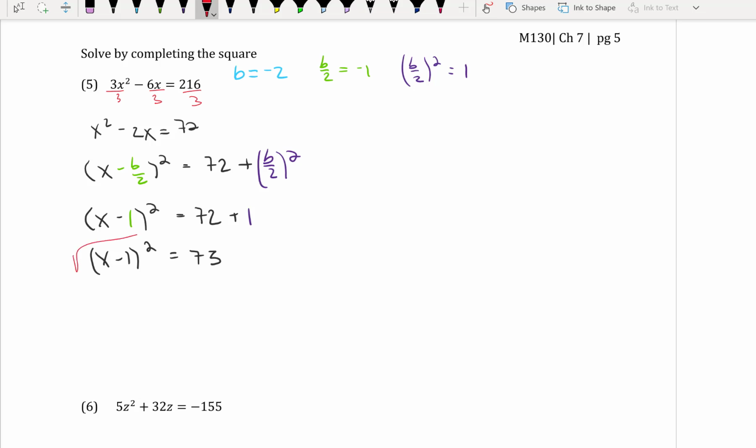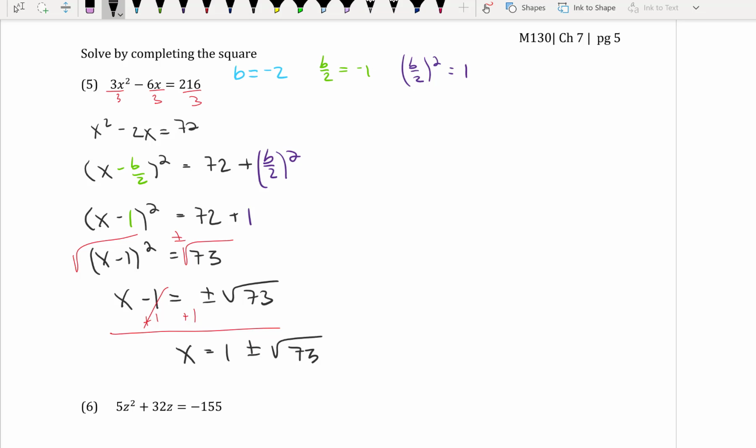So to solve this, I'm going to square root both sides so that x minus 1 is equal to plus or minus the square root of 73. And 73 can't be broken down anymore, so I'm going to add 1 to both sides so that x is equal to 1 plus or minus the square root of 73. And that ends up becoming your final answer.